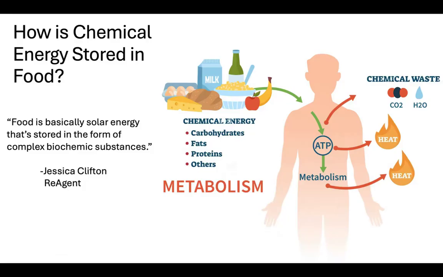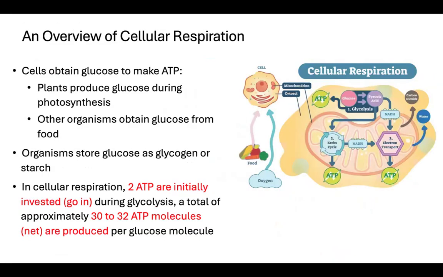So we're going to see how the things that we take in from chemical energy, such as carbohydrates, fats, proteins, and some other things, end up allowing our body to produce ATP, which we've seen runs a lot of our biochemistry in the cell.